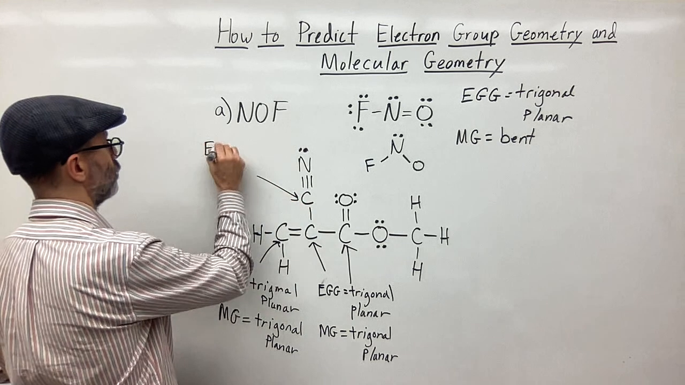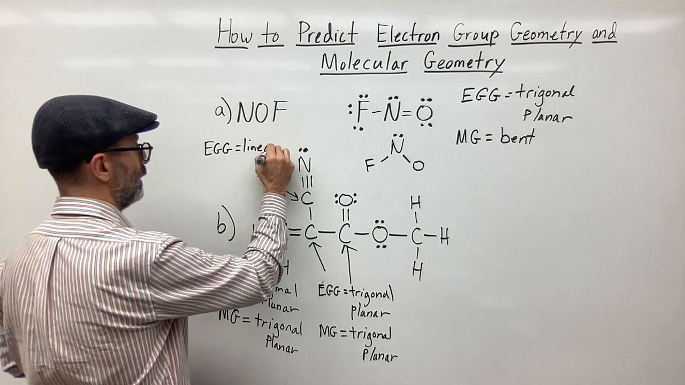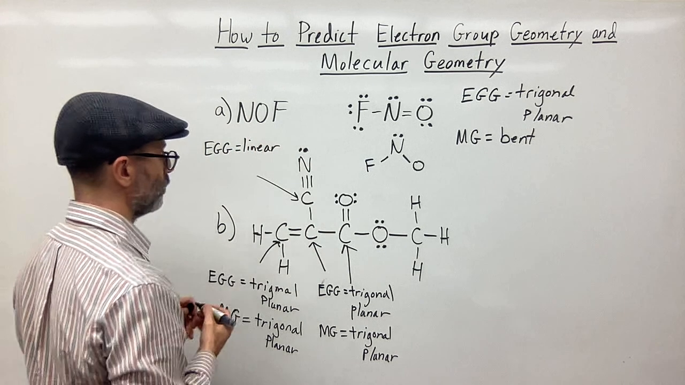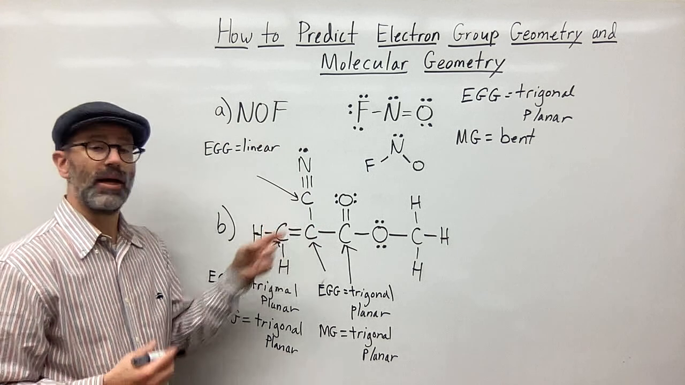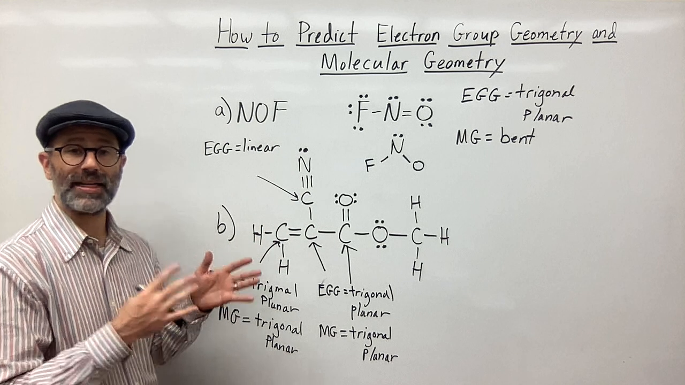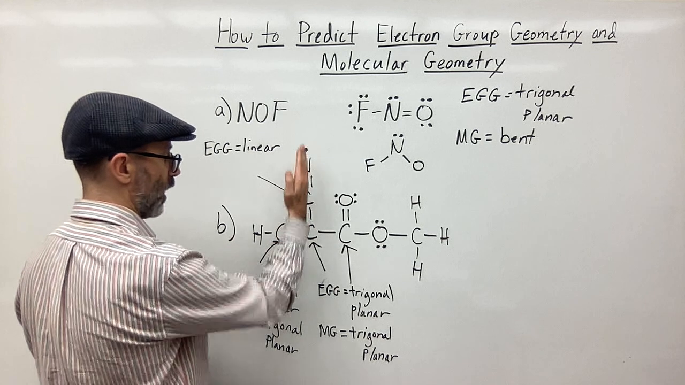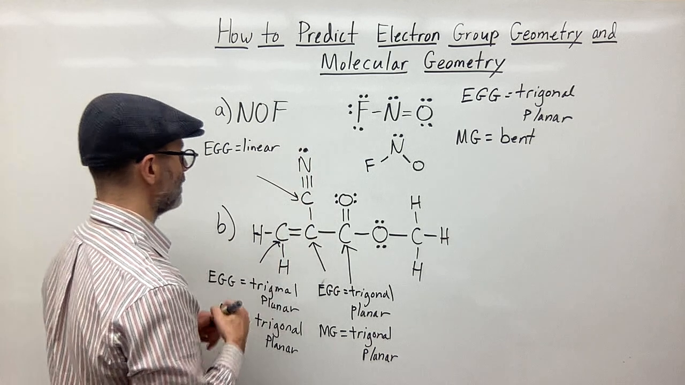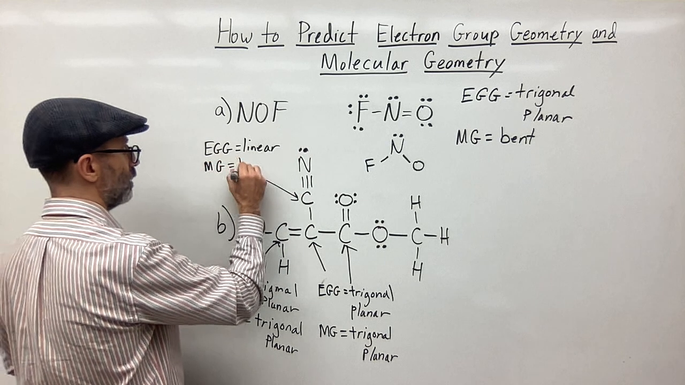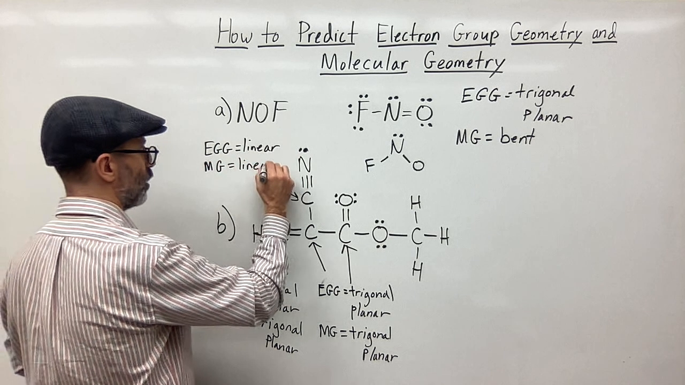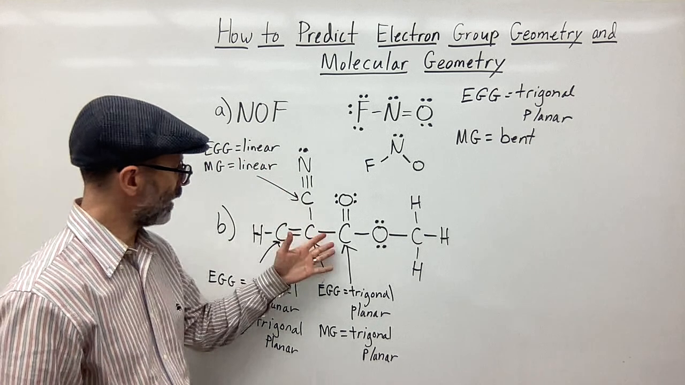So here, the electron group geometry is linear, a straight line. Okay, since we don't have any lone pairs on our central atom, then the electron group geometry is identical to the molecular geometry. So here we're looking at the shape of the molecule itself, and that is linear again. So the molecular geometry is linear as well. Okay, so we got that done.